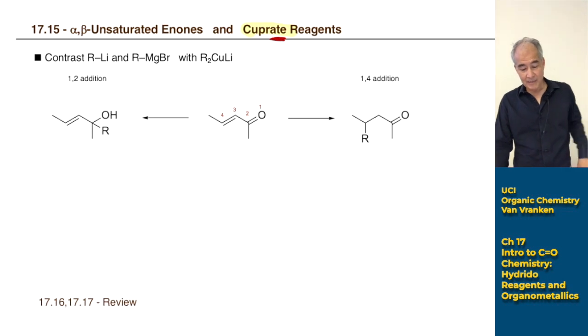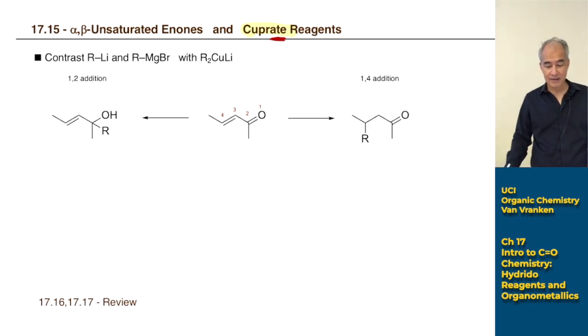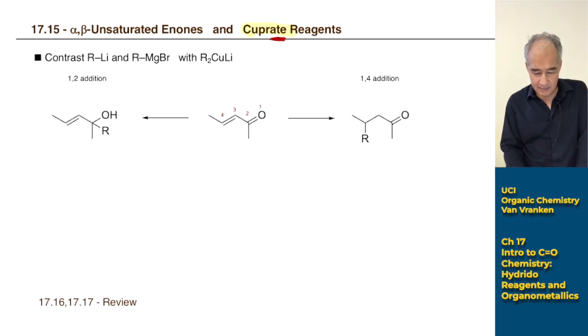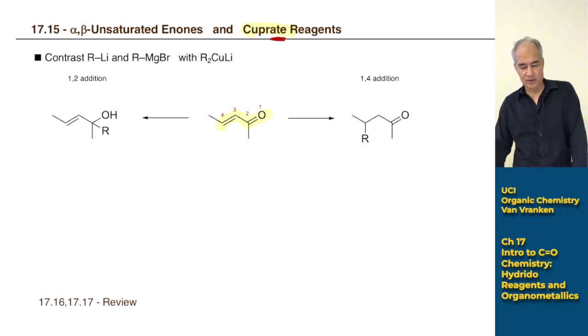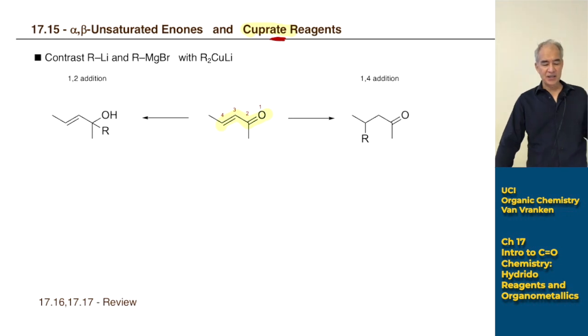Okay, so I want to talk about what happens if you take an alkyllithium or a Grignard reagent and you add those to this type of reactive functional group. And let's go ahead and mark out what is distinctive here. We would refer to this as an enone, or an alpha-beta unsaturated enone. And we'll tell you about the numbering of these positions later.